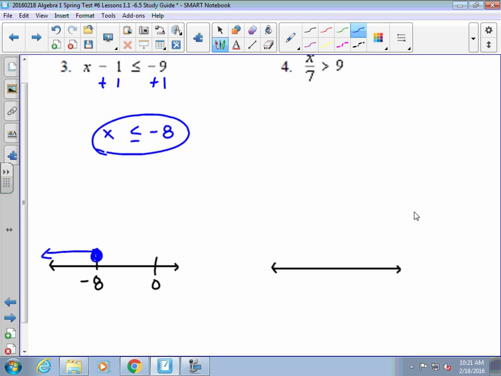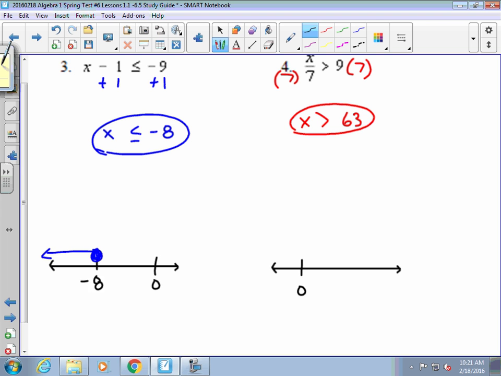The next one, x over 7 is greater than 9. That says x over 7 or x divided by 7. Undo divide by 7 by multiplying by it, and do the same to the other side. x, 9 times 7 is 63. All we did was multiply by a positive number, so leave the symbol going the same way. x is greater than 63.